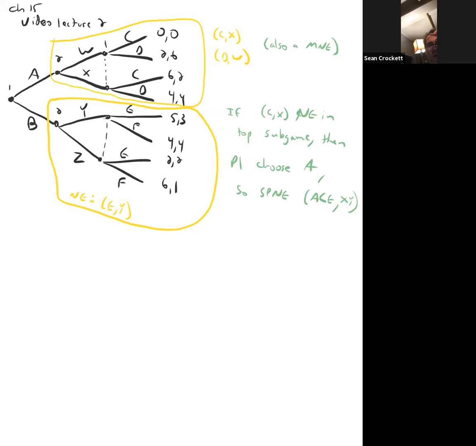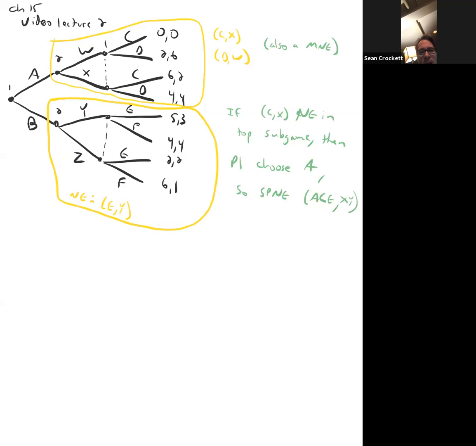Player 1 believes that the top subgame will be played CX, so he plays A because the payoff is better than playing B. And he has to be correct in his belief, because if he was incorrect in his belief and the top subgame was played in a different equilibrium, then player 1 would want to revise his strategy, so it can't be an equilibrium. Okay, so that's the first subgame perfect Nash equilibrium.